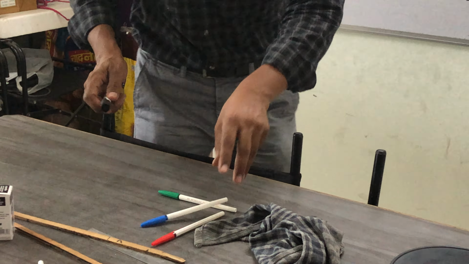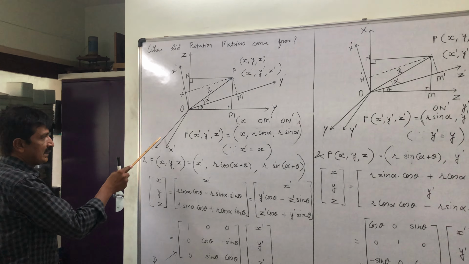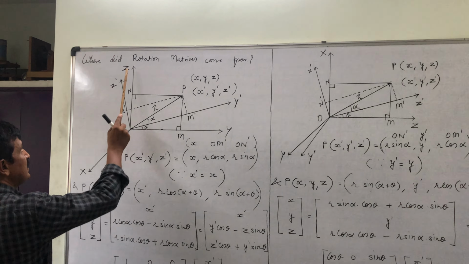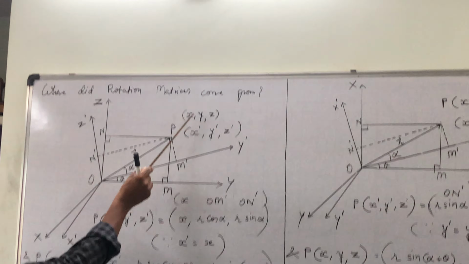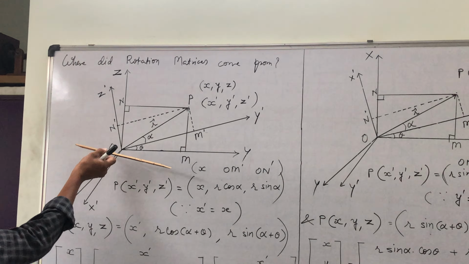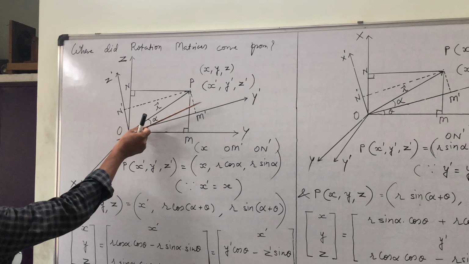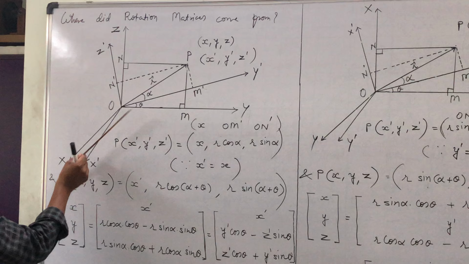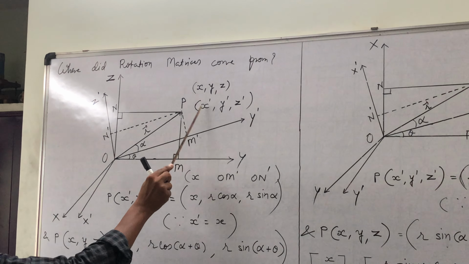Now observe the figure. This one is x, this one is y, and this one is z. Consider a position vector P with x, y, z in the original frame. Now we have rotated the frame by angle theta. The new orientation is x dash, y dash, and z dash. This one is x, y, z, and x dash, y dash, z dash.